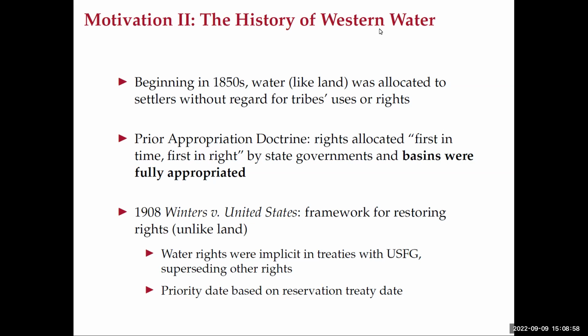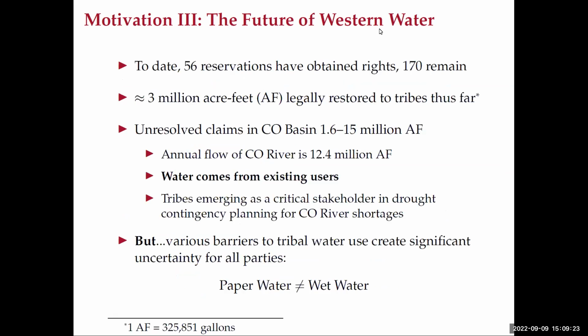And the priority date, right? First in time, first in right. The priority date is the reservation treaty date. And the reservation treaty dates are generally pretty early. So tribes have implicit water rights to a lot of water with very early priority dates. So they become implicitly the senior water rights holders in a lot of these regions, right? So what does that mean in reality?